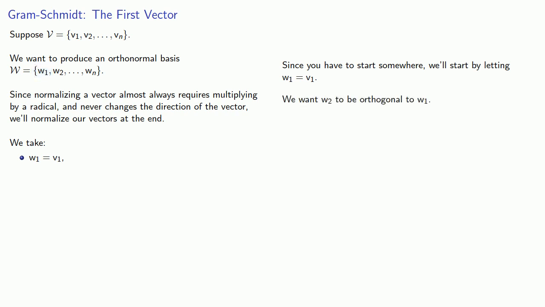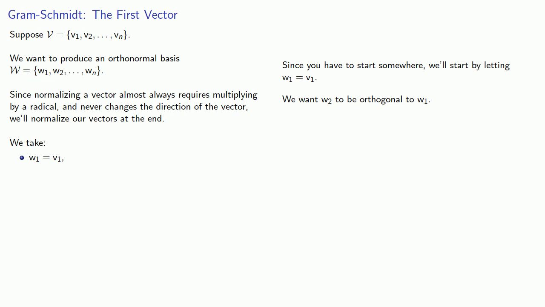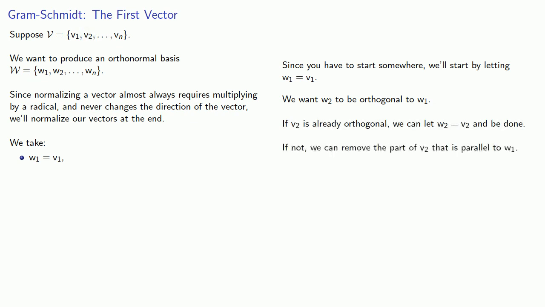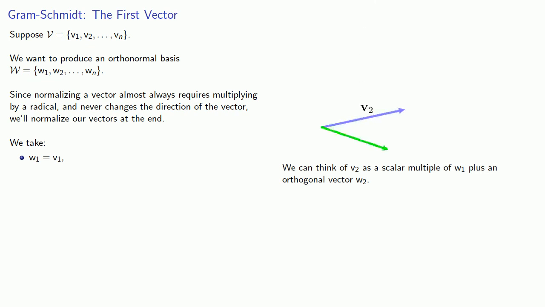We want a second vector W2 to be orthogonal to W1. And here's the important concept. If V2 is already orthogonal, we can let W2 equal V2 and be done. But if not, we can remove the part of V2 that is parallel to W1. And here's what that geometry might look like. And so we can think of V2 as some scalar multiple of W1 plus an orthogonal vector W2.